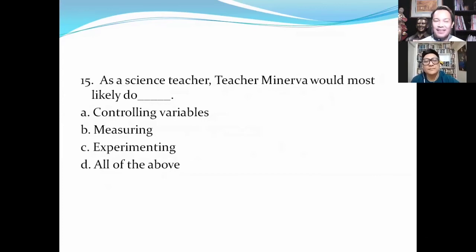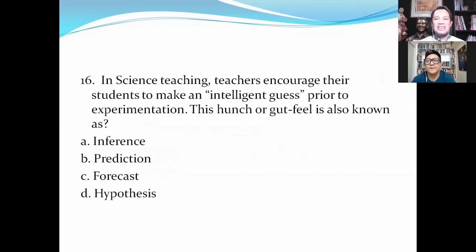Or sometimes letter D will be none of the above. So pause again, consider that 60% of the time that can be the right answer, but you will never answer none of the above if one of A, B, or C is a plausible right answer. Yun ang technique niya. But of course, controlling variables, measuring, experimenting, these are some of the things a science teacher really is doing inside the classroom. So the answer here is all of the above. Letter D.